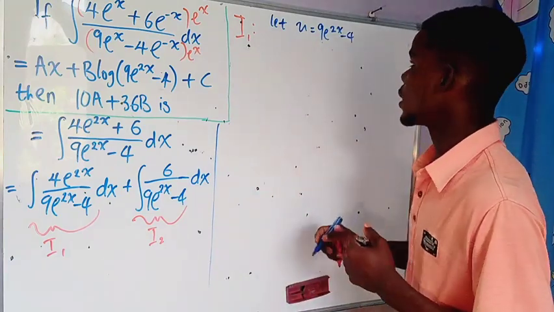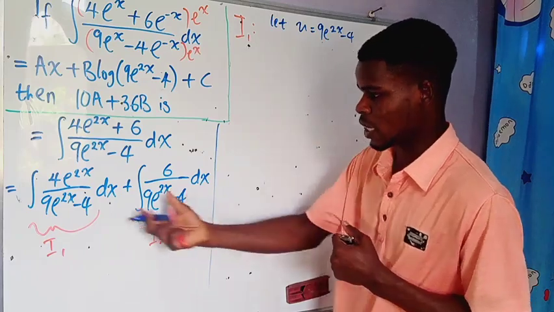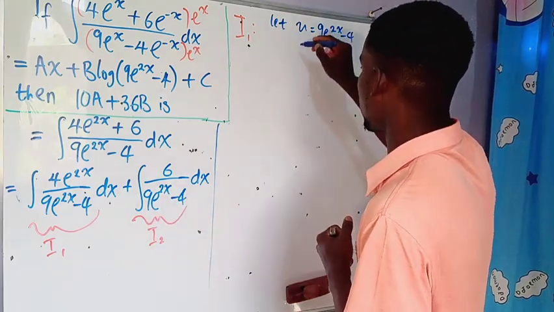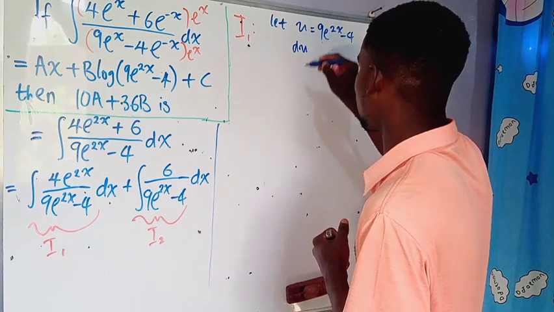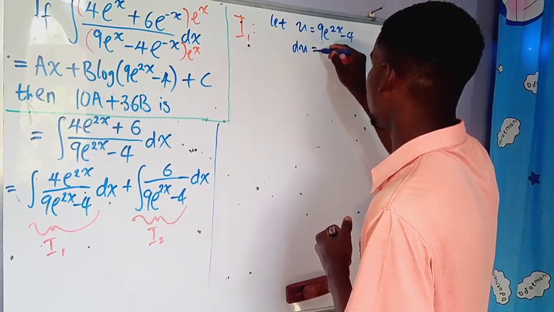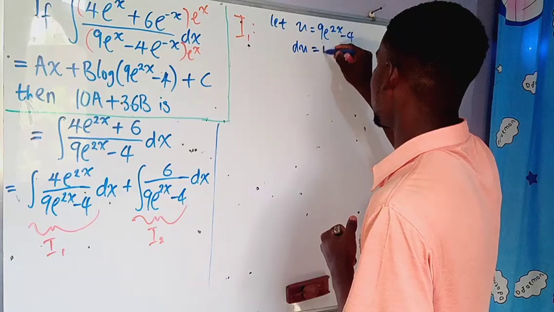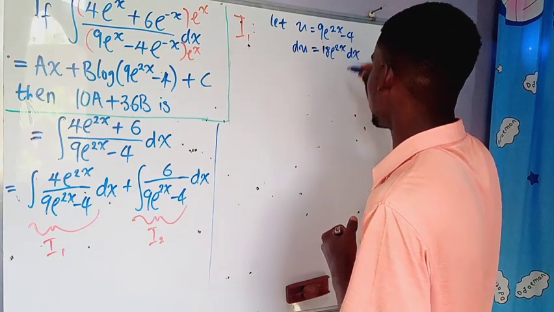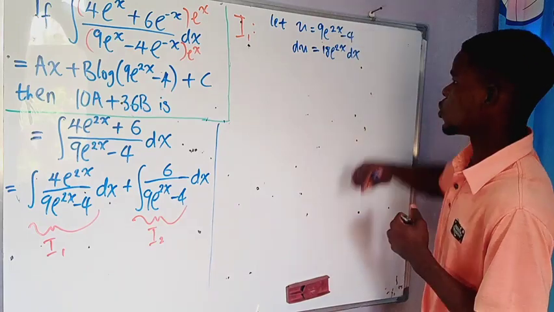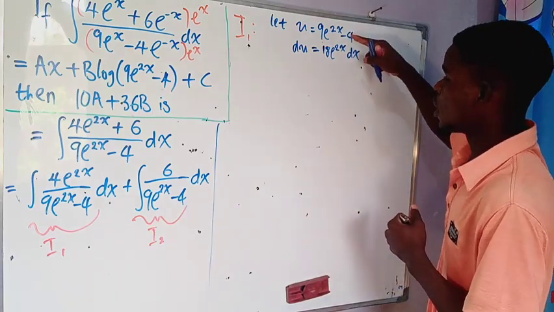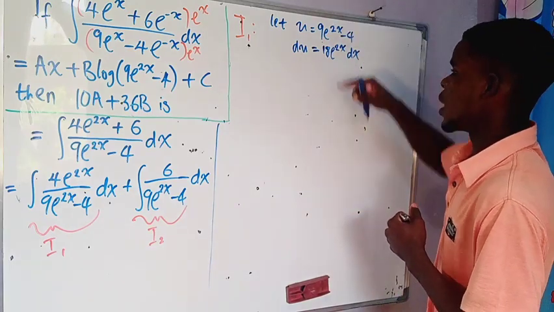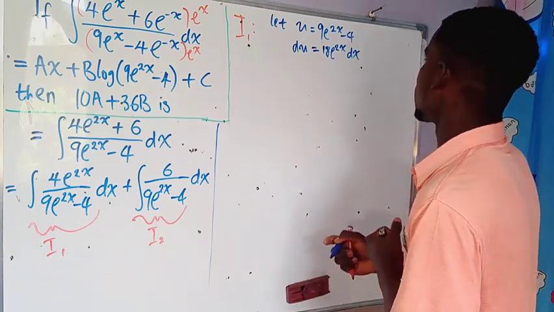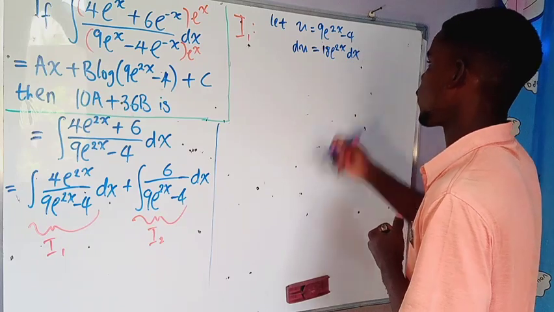Okay, and when we do that, we have to do some differentiation. So when we differentiate, we have the derivative of u with respect to x, which will be 18e to the power 2x, and then we can put the dx over here, right? When you differentiate the exponential function, you differentiate the power, and then you multiply it by the original function itself.